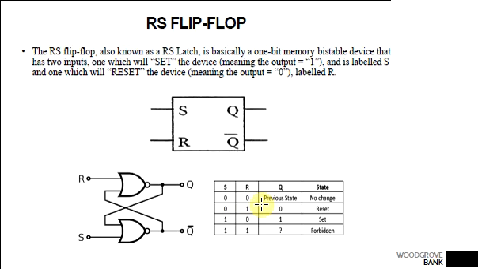In the next case, when we input 0 to S and 1 to R, that is the reset condition, where the output Q will be 0. When S is equal to 1 and R is equal to 0, then Q will be 1, which corresponds to the set condition. And when both inputs are 1, the output will be undefined, we cannot define what the state of the system will be. So that is called the forbidden state.